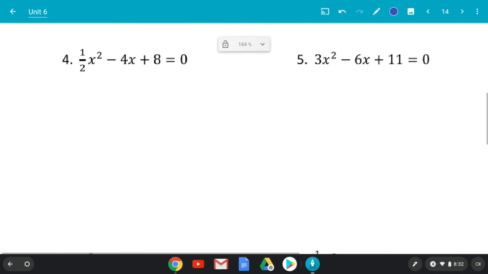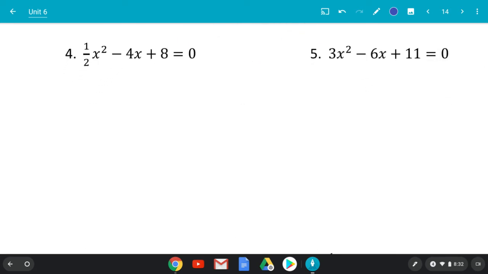Here we go, number 4. So b is right here, c, a. So negative b could also be read opposite of b. Our b is a negative 4, so opposite of that would be 4, plus or minus the square root of b squared. B is negative 4, squared would be 16, minus 4 times ac.